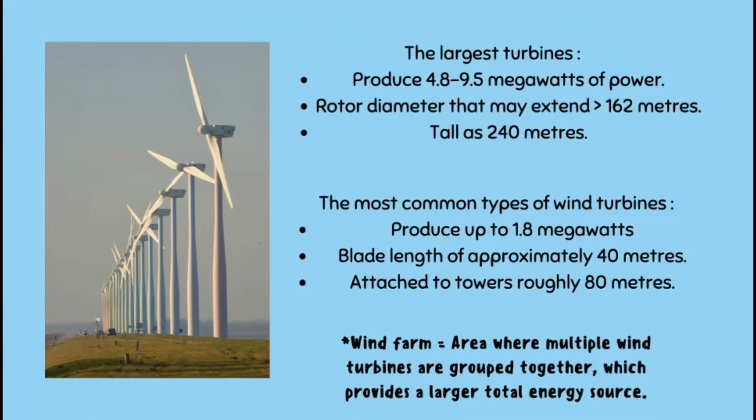The largest turbines can produce 4.8 to 9.5 megawatts of power, have a rotor diameter that may extend more than 162 meters and are as tall as 240 meters. Meanwhile, the most common types of wind turbines, which produce up to 1.8 megawatts, are much smaller, having a blade length of approximately 40 meters and are attached to towers roughly 80 meters. The area where multiple wind turbines are grouped together is called a wind farm, which provides a larger total energy source.